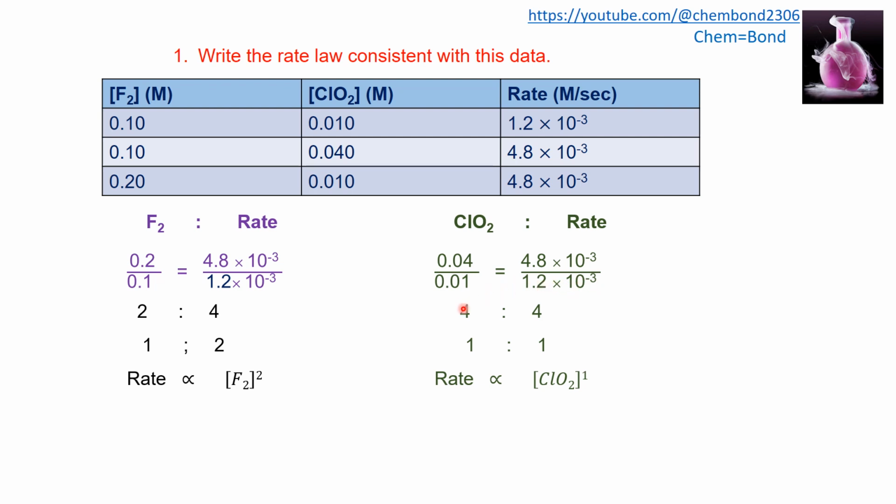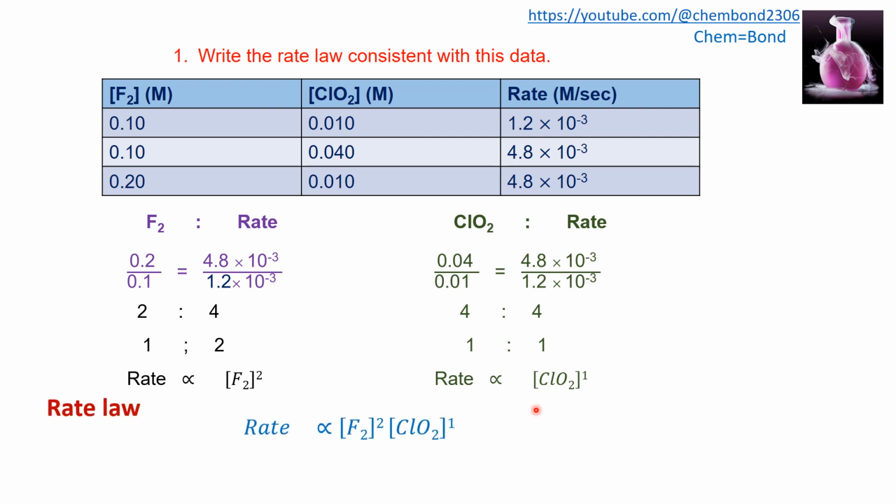So here we will get 4:4. By simplifying it, we will get 1:1. So the rate of reaction will change with respect to chlorine dioxide as first power, which means that it is first order. Now by combining these two values, with respect to fluorine it is second order, and with respect to chlorine dioxide it is first order. By combining it, we will get the rate law.